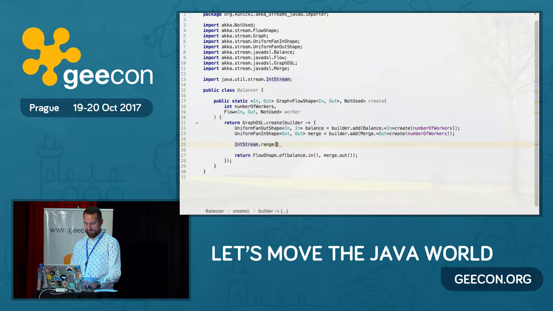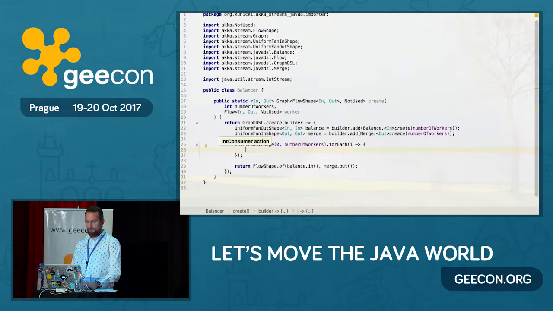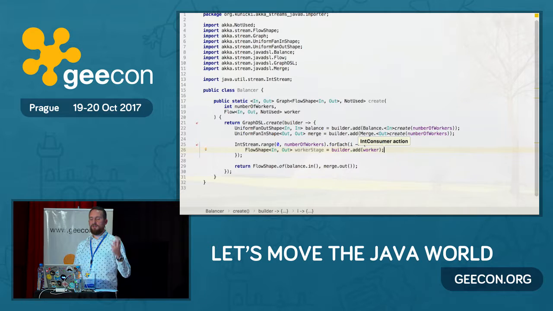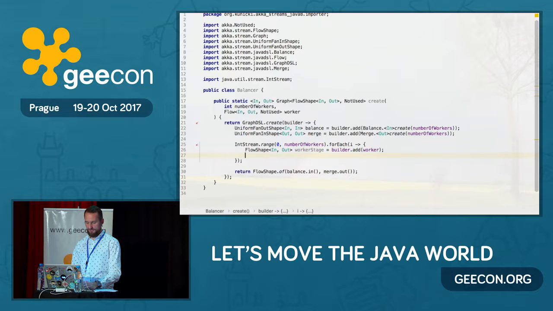So we're going to use an IntStream range, it's a for loop basically, but in another approach. And first of all, we need to add the worker to the graph. Let's call it a worker stage. So you can see that for every value of i, we're reusing the worker. This is the same building block, but we need to create another instance of the worker in our graph. So this is the worker stage.